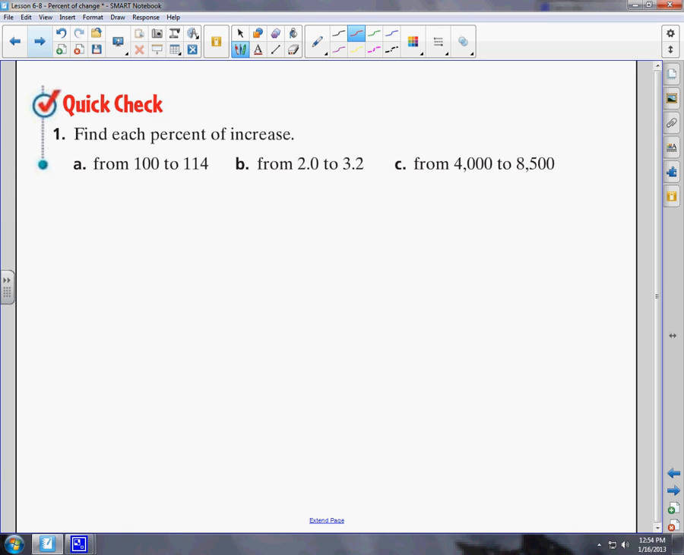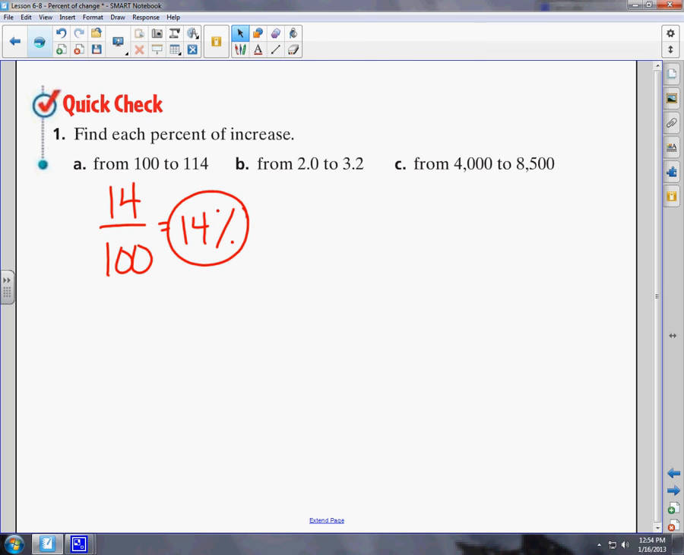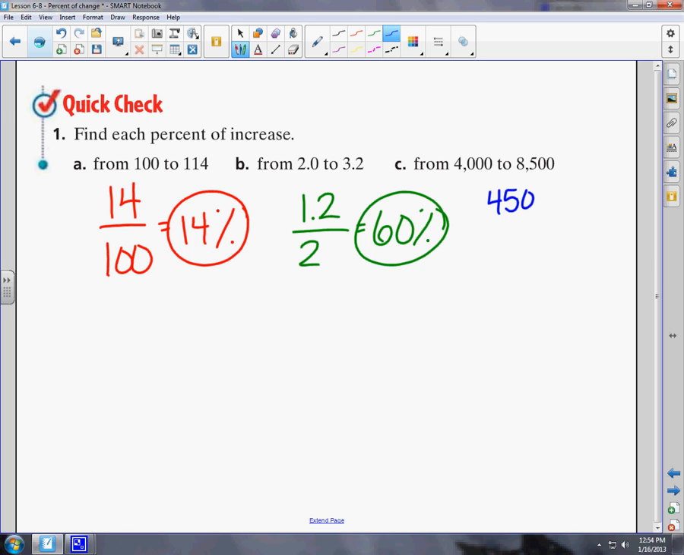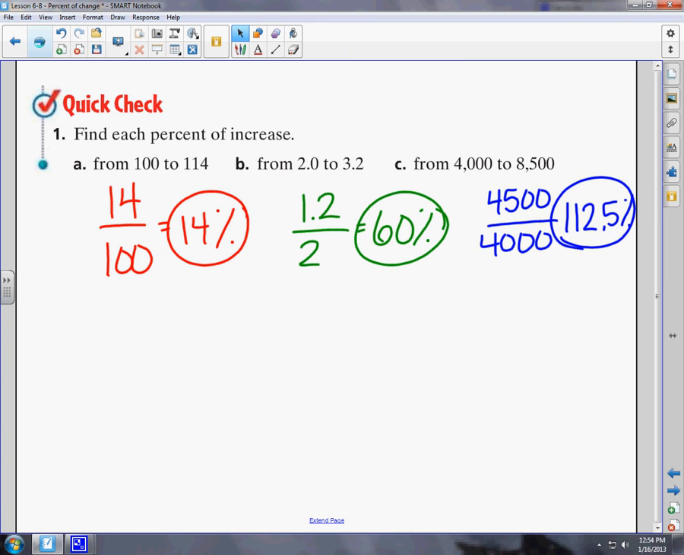All right, so this one, from 100 to 114, so it went up 14, and I'm going to divide that by 100, which is 14%. And then this one went up 1.2 divided by 2, which equals 60%. And then this one went up 4,500 divided by 4,000. And that went up 112.5%. So that one went up quite a bit. So that's percent of increase.